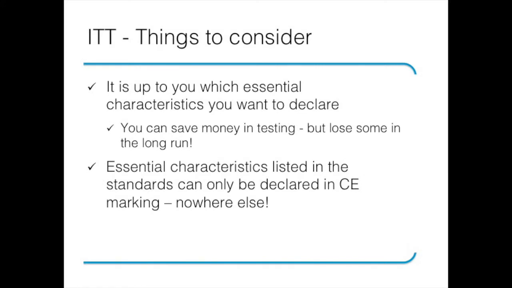When you are choosing the characteristics to declare, you can save money if you only choose the easy ones that do not need involvement of a third party. Taking the easy way, however, leads to some complications. So let's say that a window manufacturer is doing ITT for a CE marking project. The standard says that water tightness is one of the declarable characteristics, but it also says it needs to be determined by an outside laboratory.